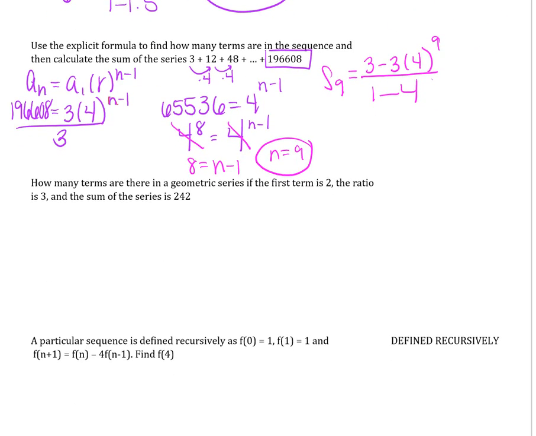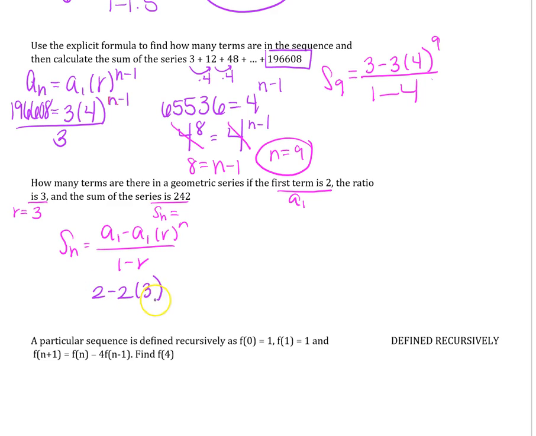How many terms are there in the geometric series if the first term is 2, the ratio is 3, and the sum of the series is 242? So S sub n is equal to a sub 1 minus a sub 1 times r to the n all over 1 minus r. They gave me the first term is 2. Common ratio is 3. I don't know how many terms there are. That's n, so I have to leave it as n. Divided by 1 minus 3, which is the common ratio. And they told me the sum is 242. So I plugged in everything based on what they told me. Now, the only thing I don't know is n.